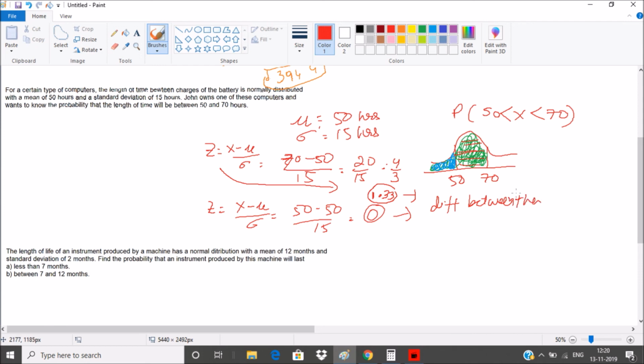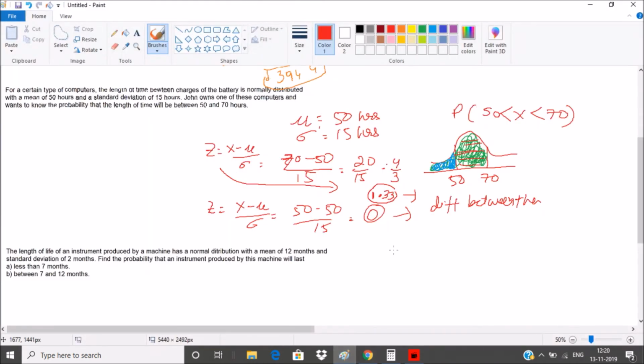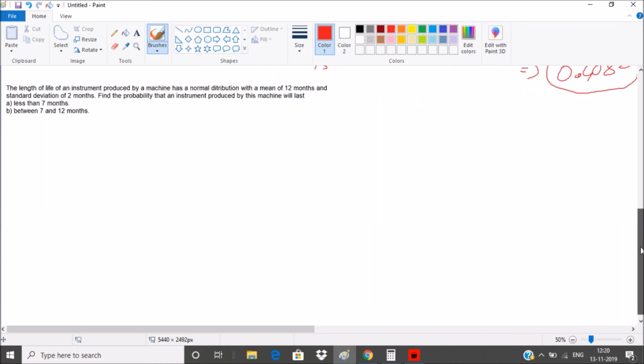right? So let's go to the table and find out these probability values. 1.3 on the left and 0.03 here, so that's 0.9082. And let's go and find out the probability of 0, which is always 0.5000. So the value comes out to be 0.4082, right?